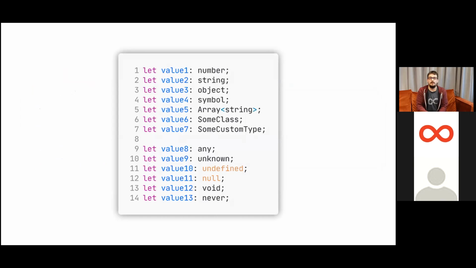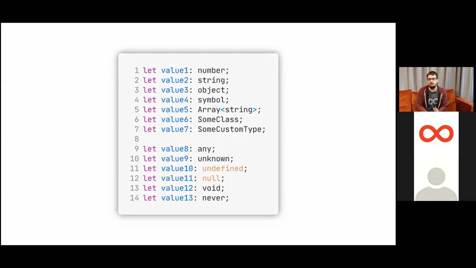And there are many different types of values, or many different types of types. You can have numbers, strings, all the basic primitives. You can have symbols. You can have objects, arrays, some custom classes you have, or you can write some custom types of your own. There are some special types, including any, unknown, void, never, undefined, null.